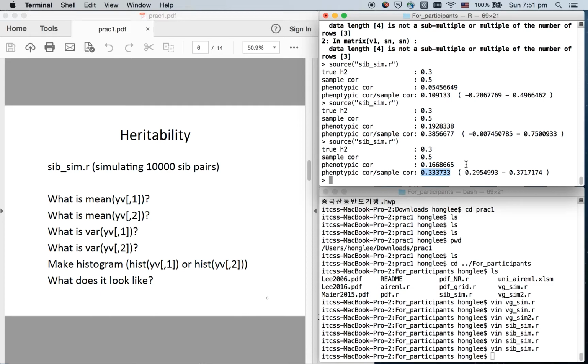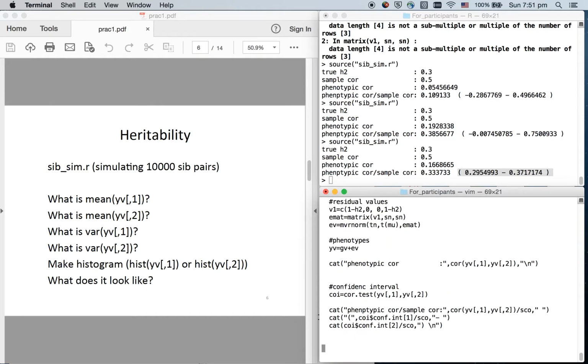Does that make sense? Within this bracket is a kind of confidence interval, because all estimates have a standard error, as well as a 95% confidence interval you can estimate. So this shows the confidence interval. Let's briefly have a look at how to get this confidence interval.